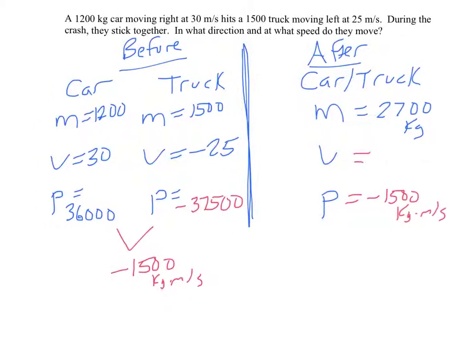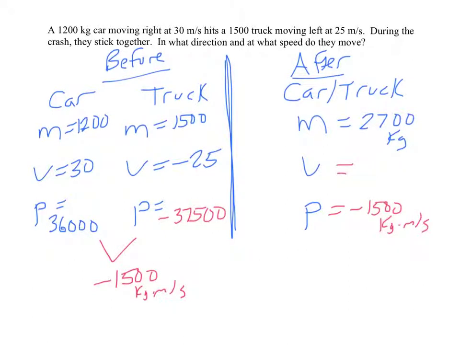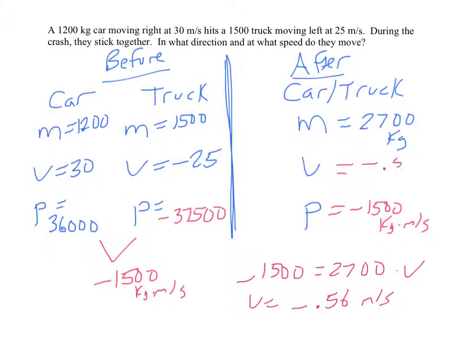So, negative 1,500 equals 2,700, the mass, times v. And then we just solve for v. And I get negative 0.56 meters per second. This is the v. Negative 0.56. So that means that after crashing into each other, they continue to the left, because it's negative, at 0.56 meters per second.